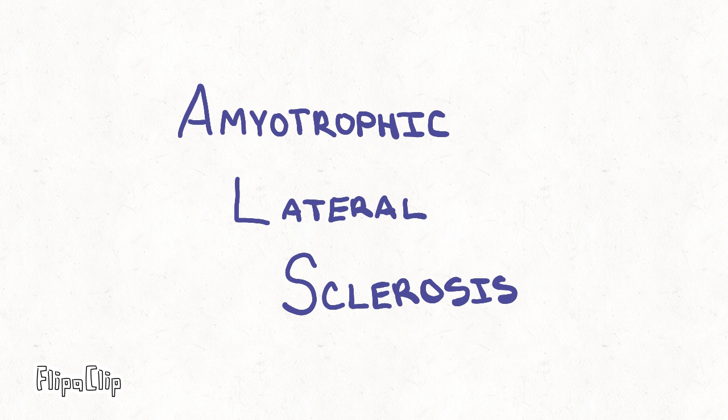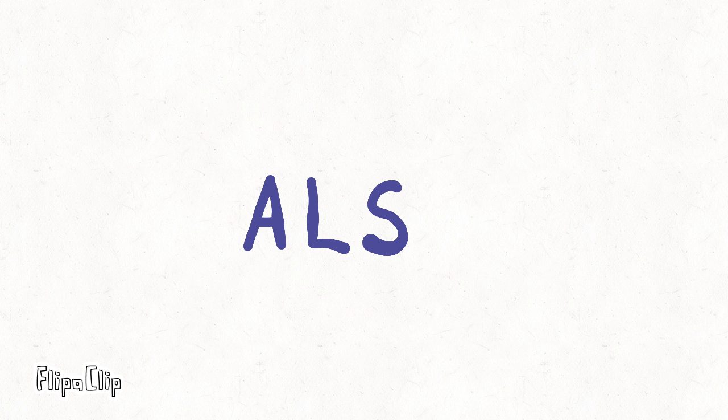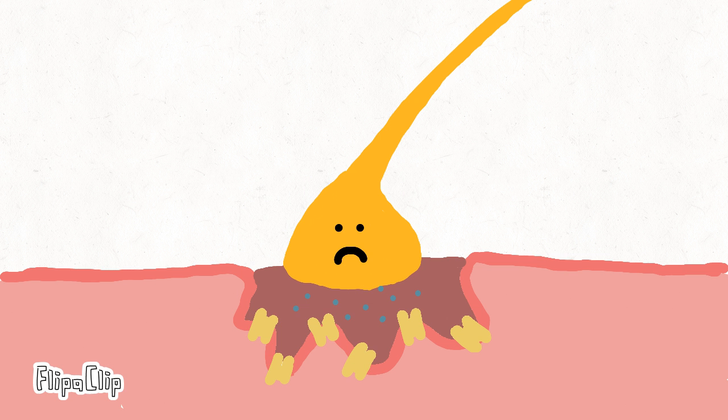Another example is amyotrophic lateral sclerosis, also known as ALS. ALS causes the motor neurons to gradually deteriorate and then die. Since there is a lack of functioning motor neurons, the neuromuscular junction cannot occur and neither can a muscle contraction.